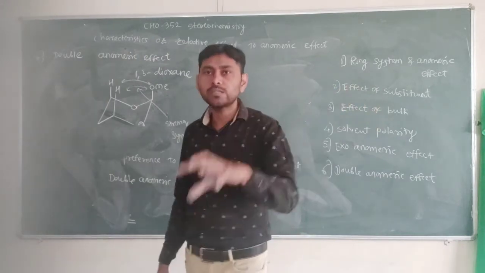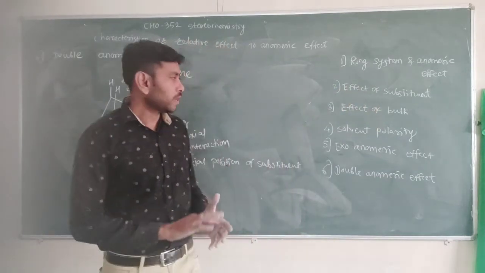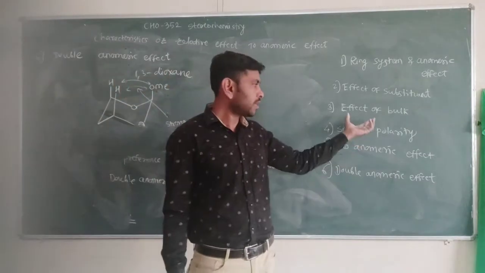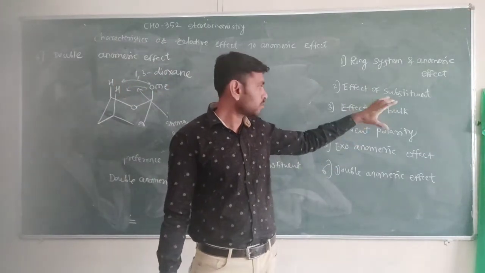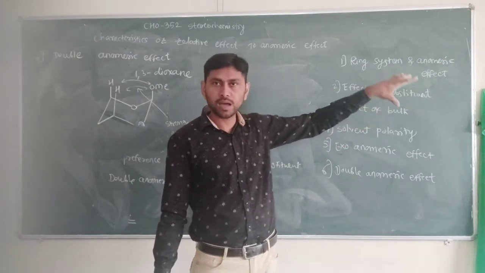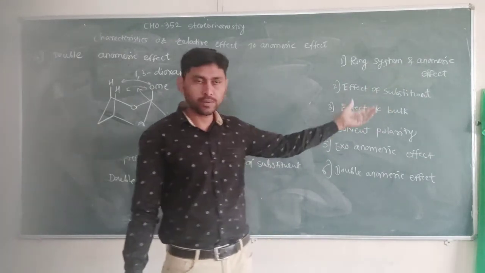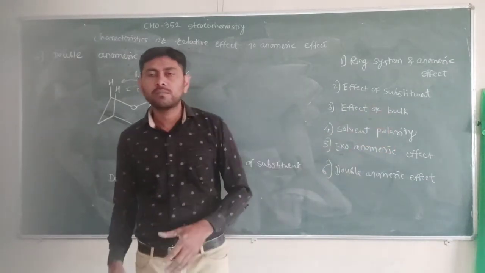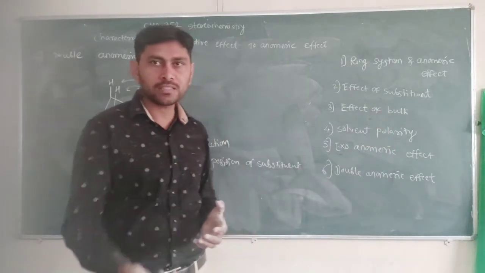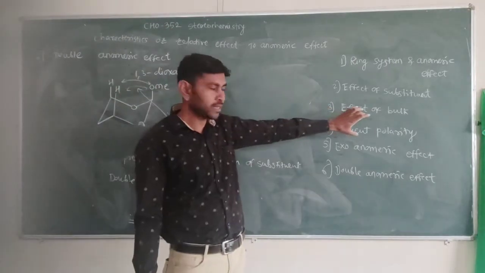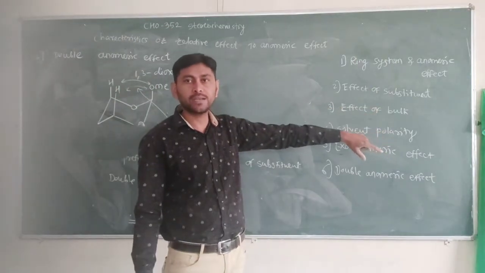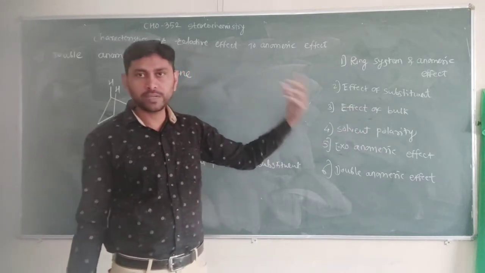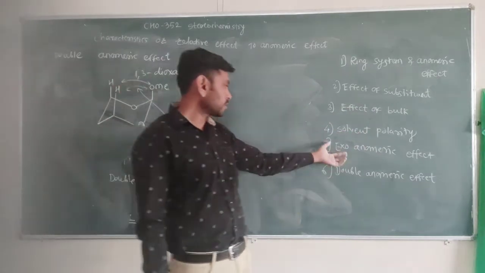If the substituent is an OR alkoxy group and the R group is bulky, then it has not much effect on the anomeric effect. The bulkiness of that R group doesn't affect the likelihood of the anomeric effect. Solvent polarity has much effect: when solvent polarity increases, the anomeric effect decreases, so it is inversely proportional. When we decrease solvent polarity, the anomeric effect increases.